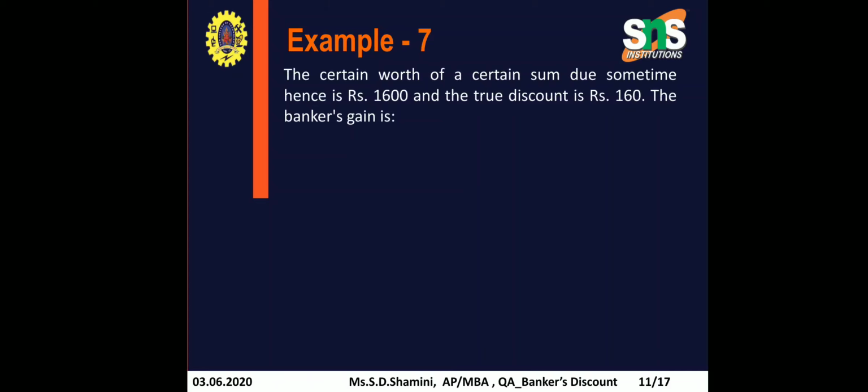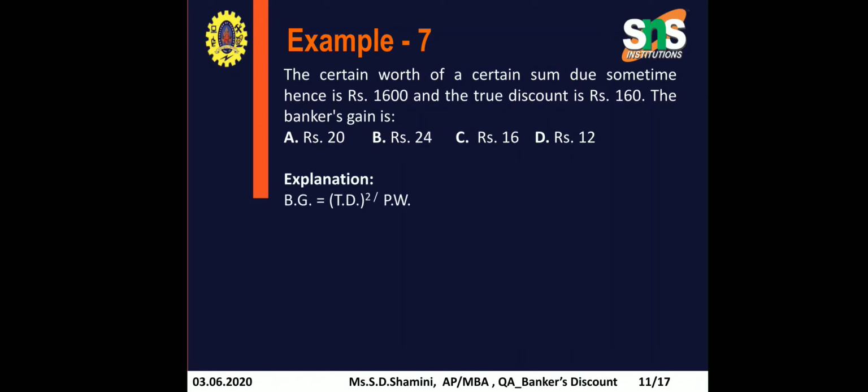And your next example: the banker's discount on a certain sum due some time hence is rupees 1600 and the true discount is rupees 160. The banker's gain is what? And the options are rupees 20, rupees 24, rupees 16 and rupees 12.